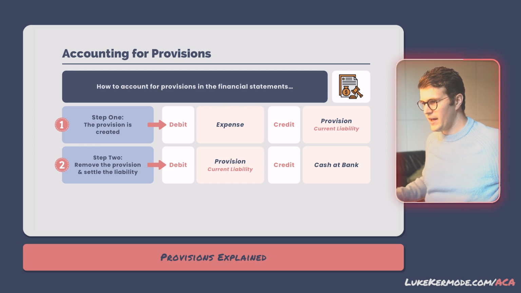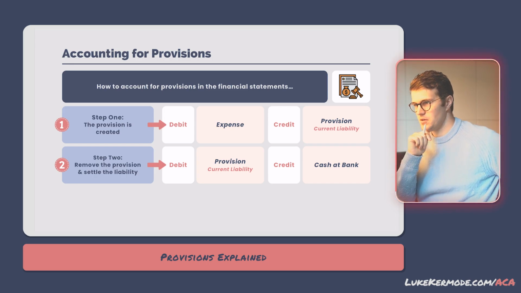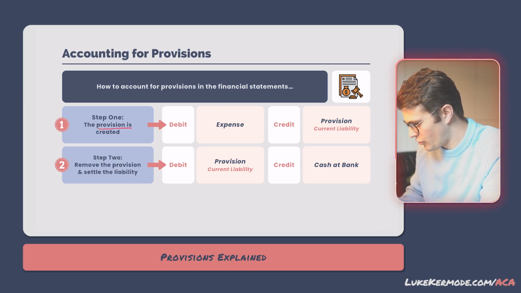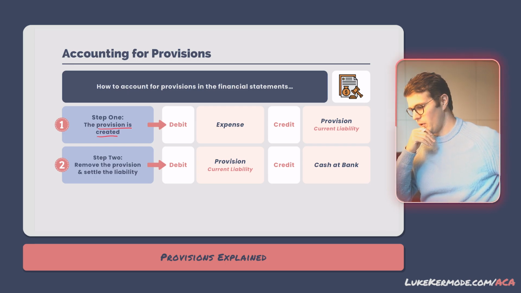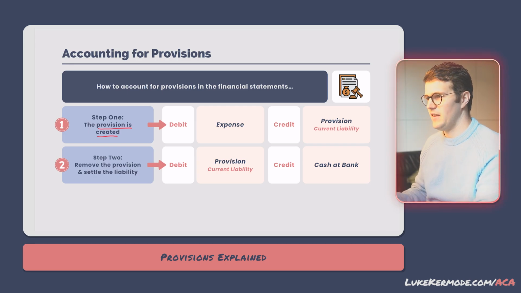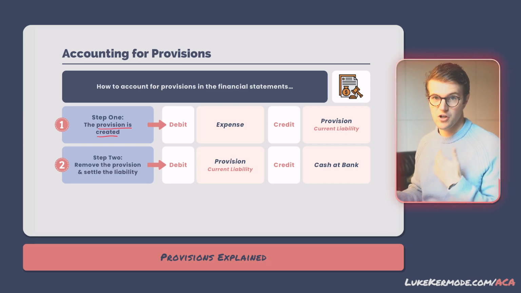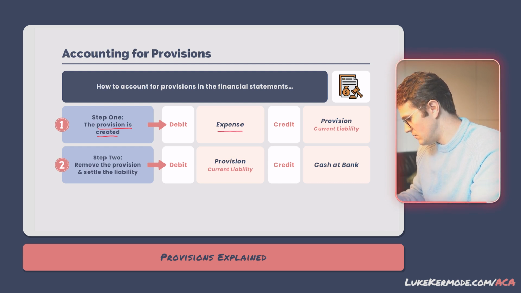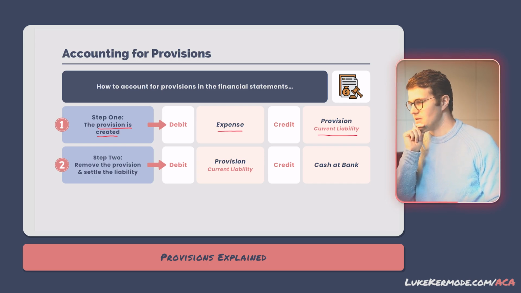Okay, so here's how we account for provisions within the financial statements using journal entries. And we do this by following two simple steps. Step one is to create the provision. So when a company expects to incur a future cost, we need to recognise an expense in the income statement, and we also need to recognise a matching provision on the balance sheet. So the journal entry to reflect this is debit expense, credit provision.